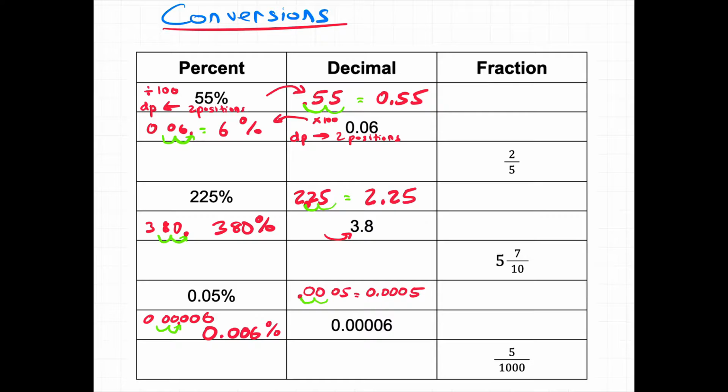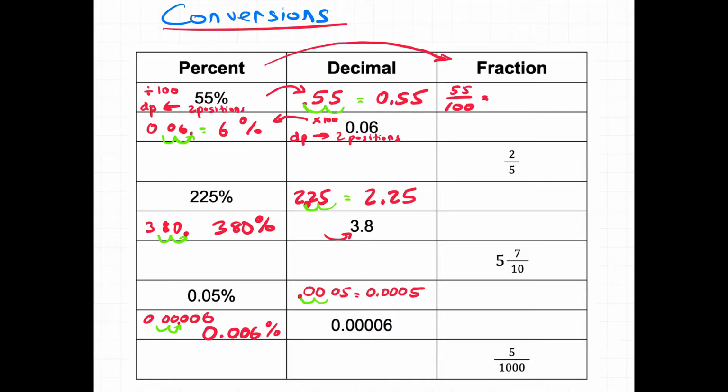Now, what about going from a percentage to a fraction? Well, what did I say a percentage was? It is a number, a ratio out of 100. So this is just 55 out of 100. And now all we need to do is simplify that down to lowest terms.